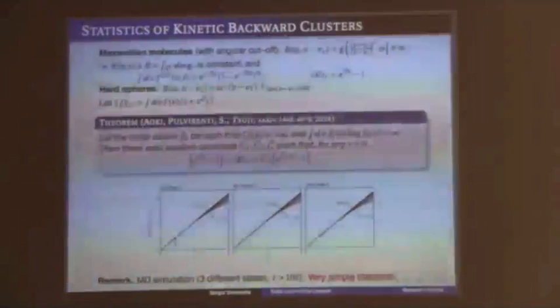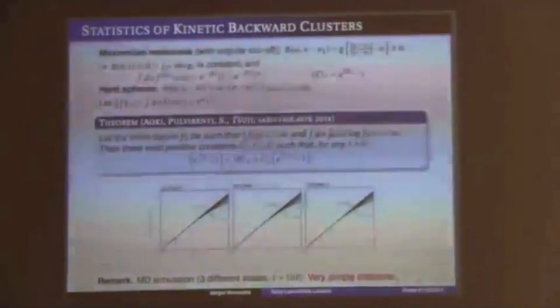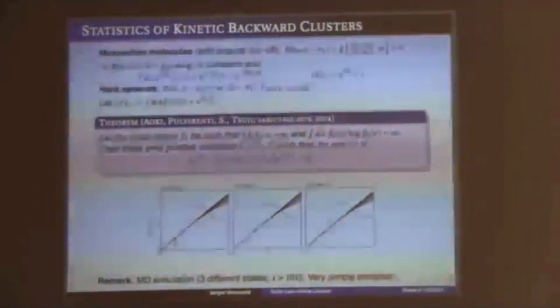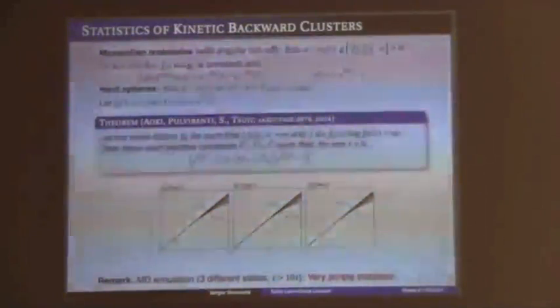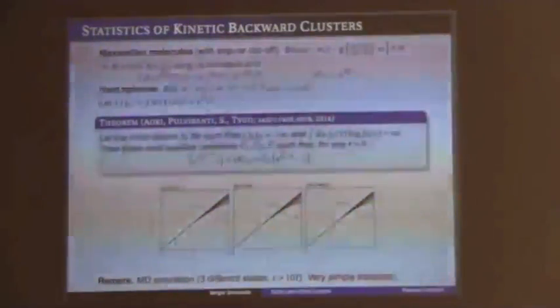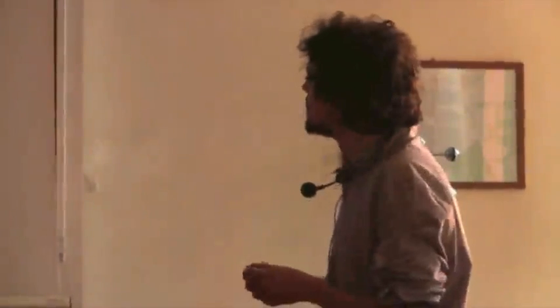You can compute the integral of f_n. This gives you exactly the probability of a backward cluster of size n, and this comes out to be e to the minus rt times (1 minus e to the minus rt) to the n. And then you compute the average. The average is equal to e to the rt minus 1. So a very simple statistics. This says that the probability of a backward cluster of size n is close to zero, decaying like a constant to the n for n large.